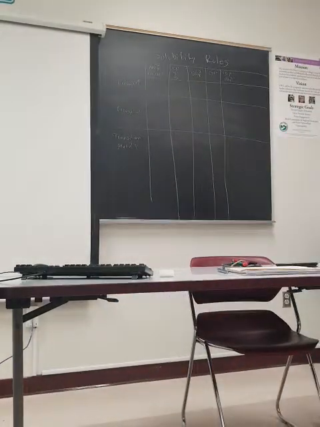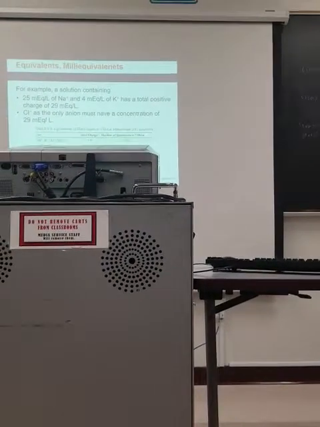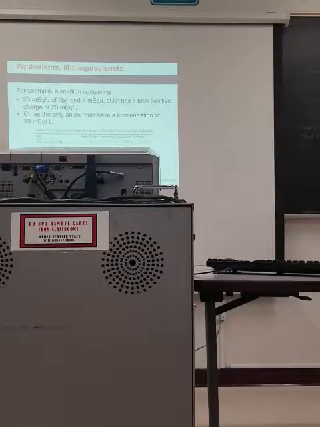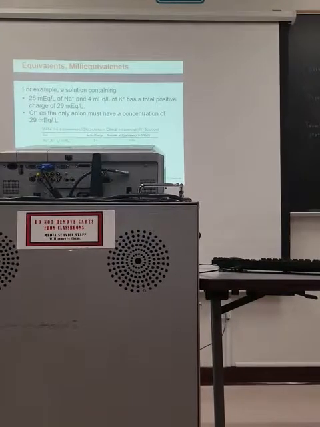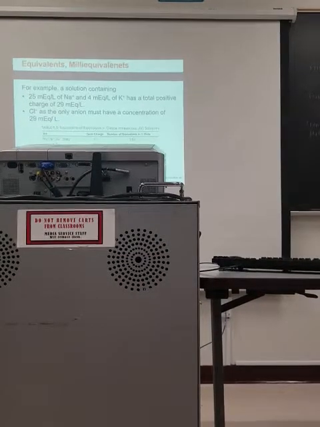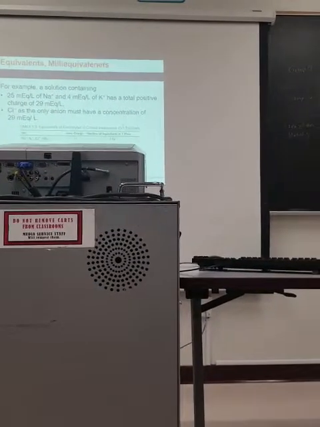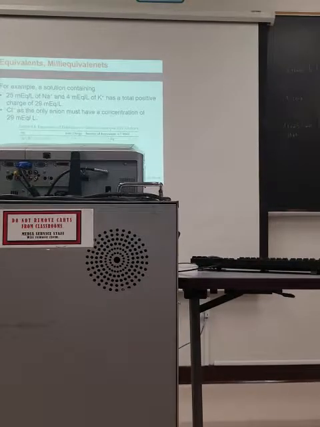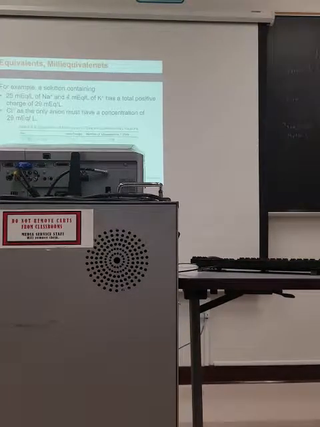An example, a solution that contains 25 milliequivalents of sodium and 4 milliequivalents of potassium. So we add the two, 25 plus 4, we get a total of 29 positive milliequivalents. Well, there has to be a counteracting ion with an equal amount. So in that example, we would get a total of 29 milliequivalents of Cl minus. So 29 positive, 29 negative. In solutions, the assumption is always based on having an equal amount in millimoles.